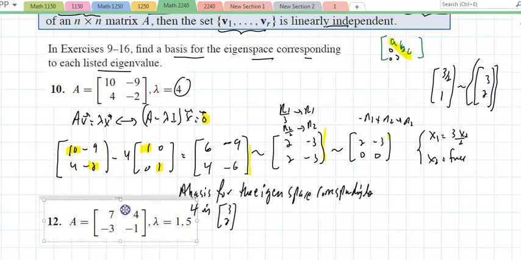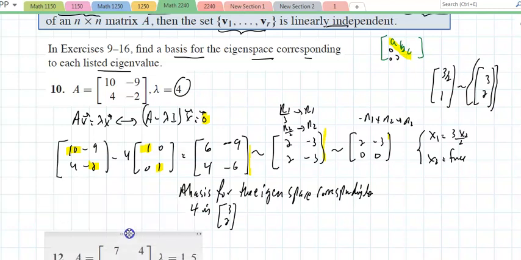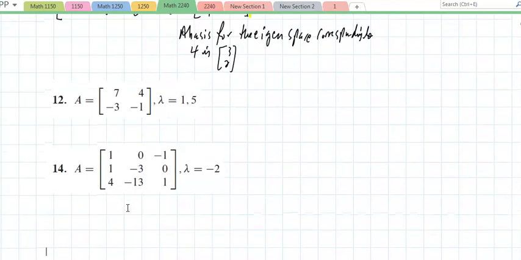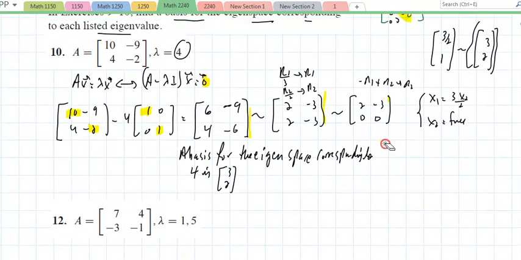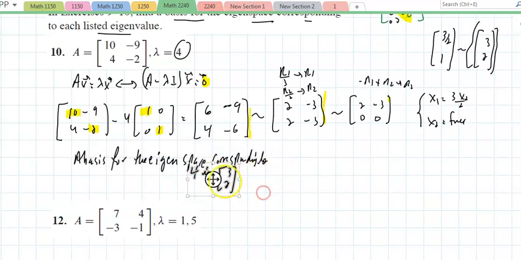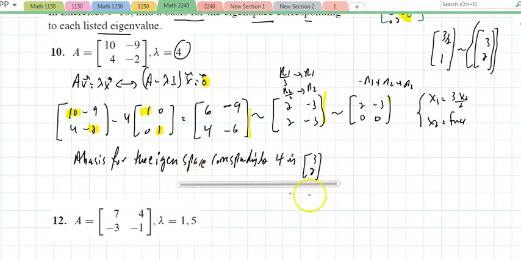So each corresponding eigenvalue will yield an eigenvector. If you notice this is 2 by 2, you can get at most 2 eigenvalues for this, which means you could find 2 corresponding eigenvectors, and those are extremely important. I have 2 more examples to go.